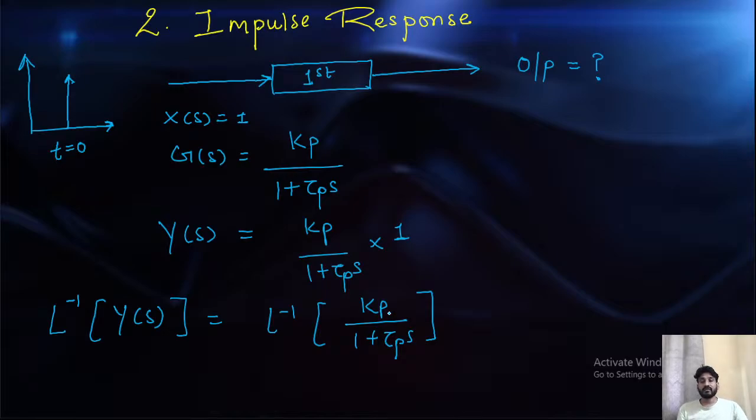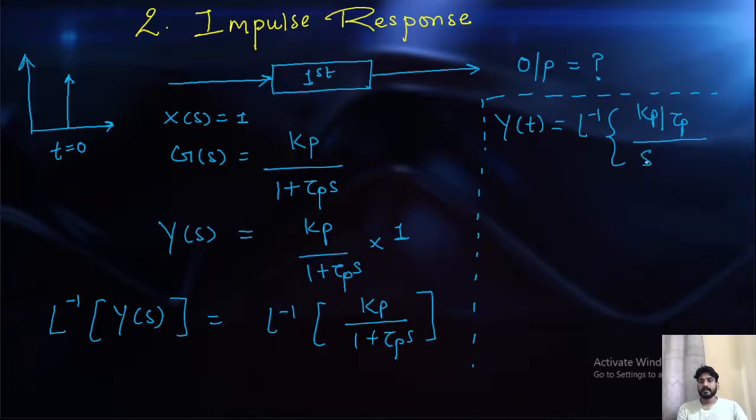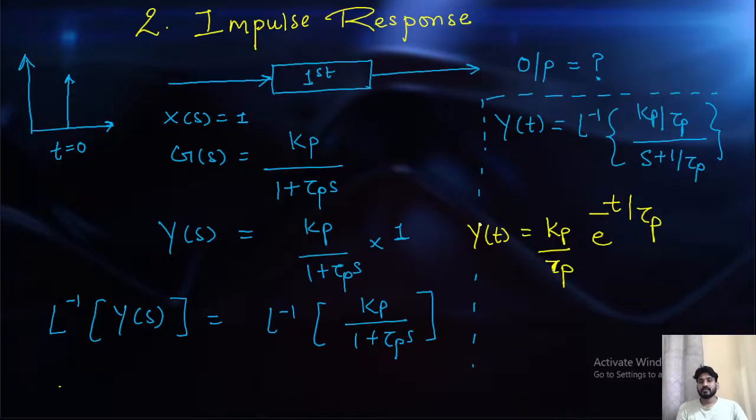Do one thing, just divide by tau p on both sides, then what will we get? The Laplace inverse of Y(s) is nothing but y(t), and it is equal to the Laplace inverse of Kp over tau p divided by s plus 1 divided by tau p. Kp divided by tau p is a constant term, so there is no need to do anything with that. You can take it out of the Laplace inverse, then my y(t) is equal to Kp over tau p, and 1 over s plus something means e raised to power minus t divided by tau p. So this is the response.